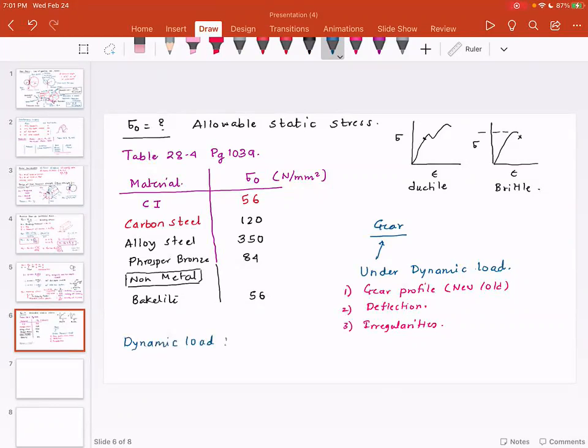to be dependent on the pitch line velocity, the face width, the material, and accuracy, and then we come up with an approximate relationship for this dynamic load.